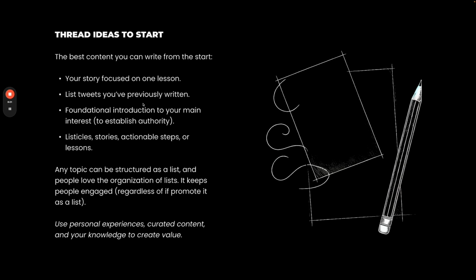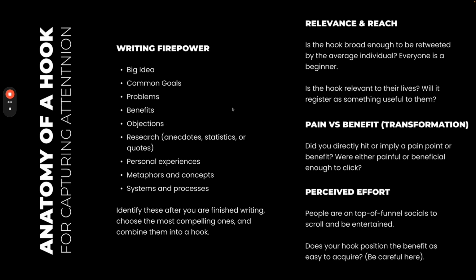So anything can be turned into a list, and by turning things into a list, it just makes it so much easier to write. It's just called an outline, right? This will become more powerful when we talk about newsletters next week. Now, the anatomy of a hook. This is where things really start to tie together.